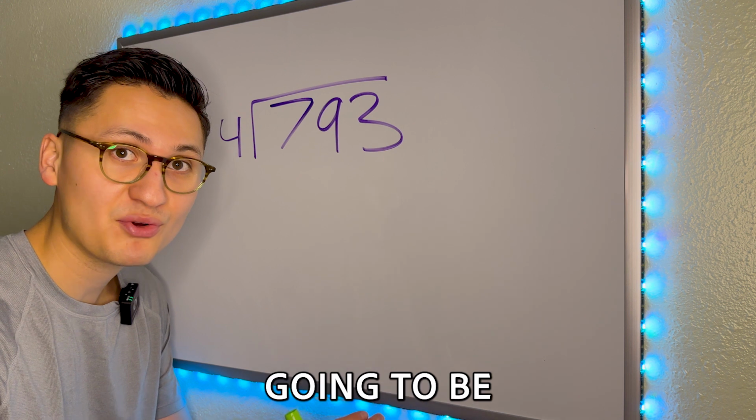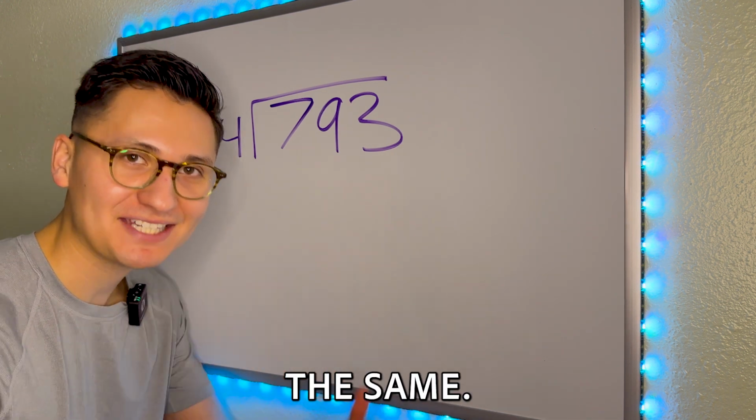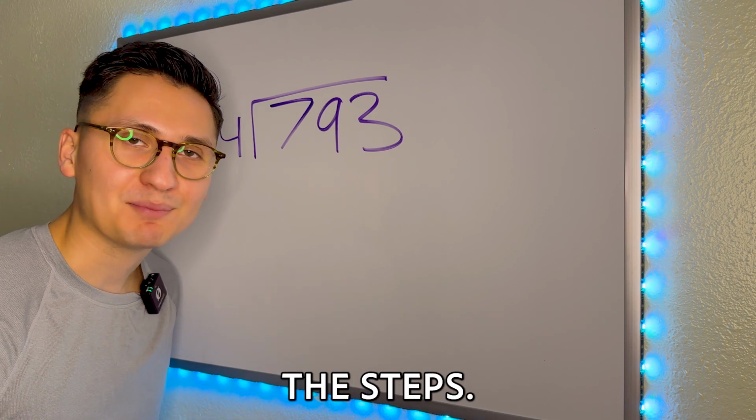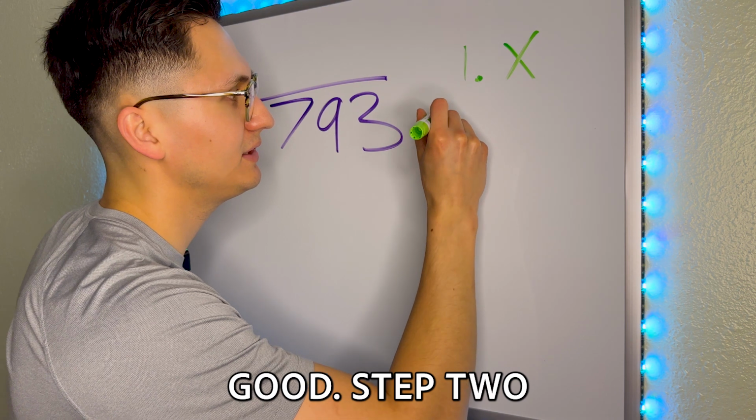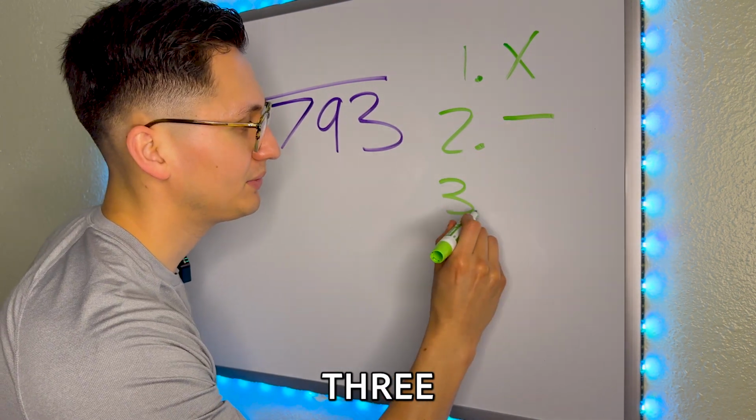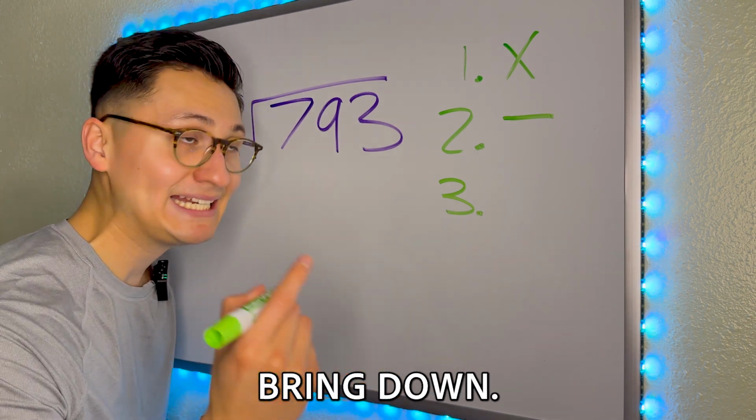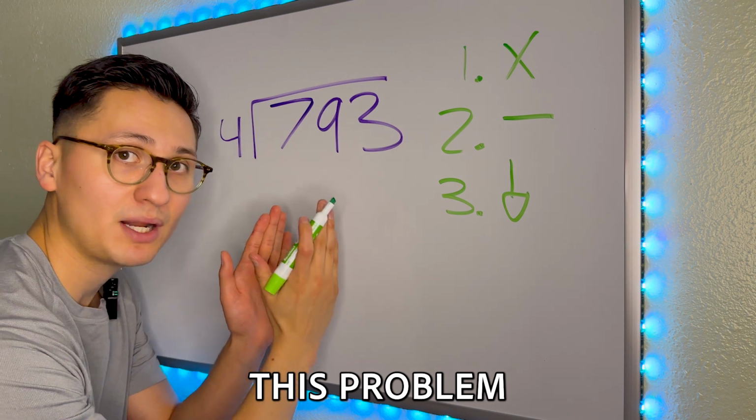This next problem is going to be a little bit different, but the steps remain the same. So let's see if you know the steps. What is step 1? Okay, multiply, good. Step 2, subtract. And step 3 would be bring down. Excellent. We use the steps to solve this problem.